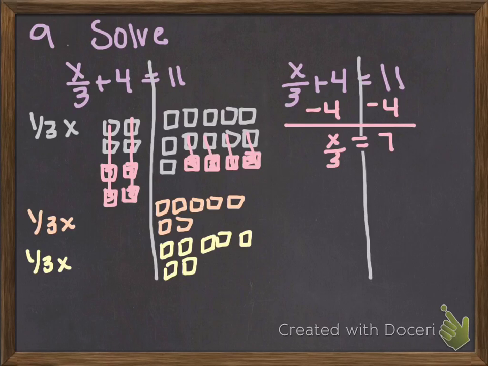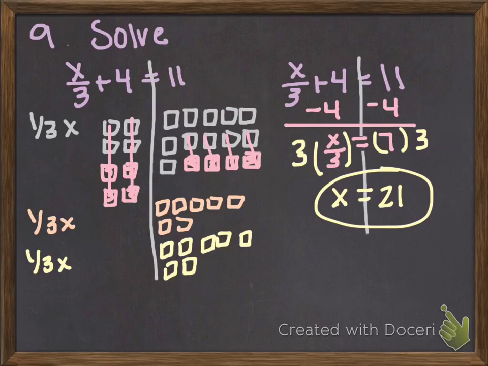Well, on my other side of my other type of solving the equation, I just write that as multiplying both sides by 3. When I multiply both sides by 3, I get x equals 21, and that shows up on my picture. I've got 21 squares. So x equals 21 is my final answer.